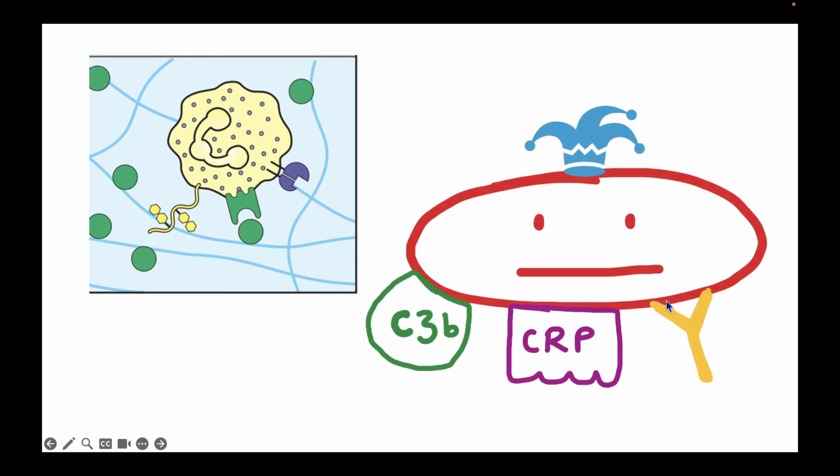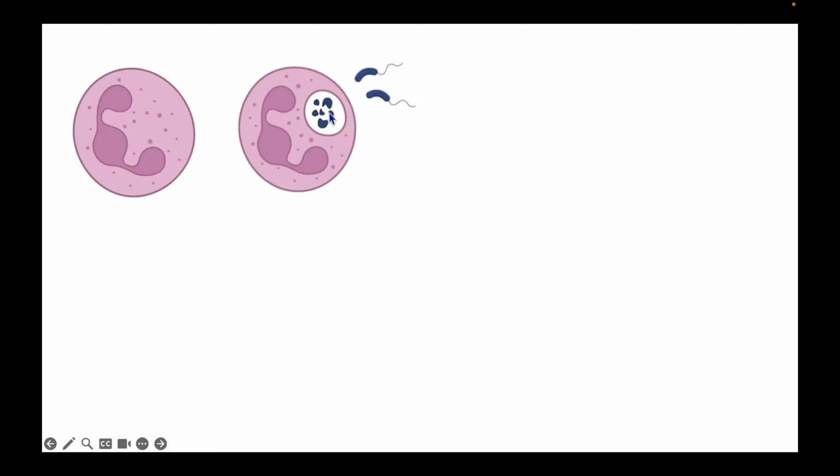And now the bacteria is opsonized, attached or marked by lots of different things, like complement C3b, C-reactive protein, which was from the liver, the IgGs, and also its own PAMPs, so its own pathogen-associated molecular patterns. The neutrophils are going to recognize it, and what is it going to do? It's going to phagocytose it.